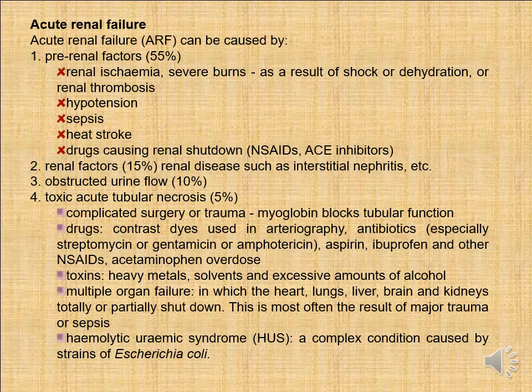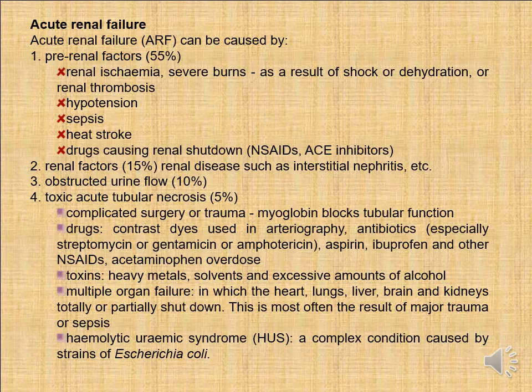The second cause is renal factors, about 50%, such as renal disease like interstitial nephritis. The third type is obstructed urine flow, about 10%. And the last one, toxic acute tubular necrosis, about 5%, which includes complicated surgery or trauma, and myoglobin blocking tubular function.